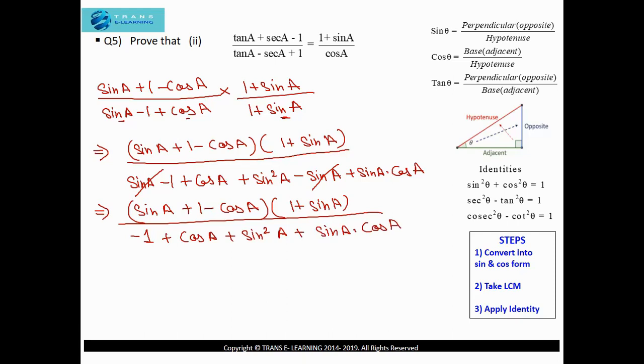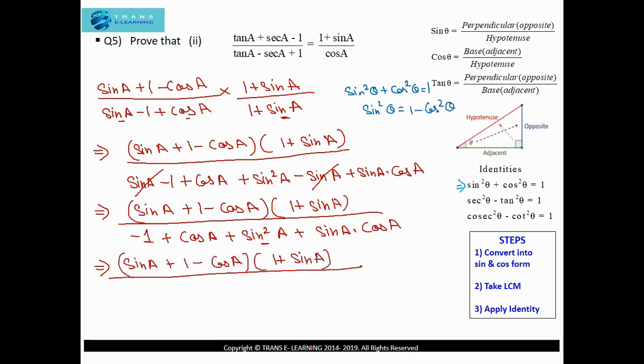Again, it's very complicated, so what I'm going to do now, as in the denominator we just want cos A, so I'm going to substitute the value of sin square A from the first identity, that is sin square theta plus cos square theta is equal to 1. We know that sin square theta plus cos square theta is equal to 1. So I can substitute the value of sin square theta as 1 minus cos square theta.